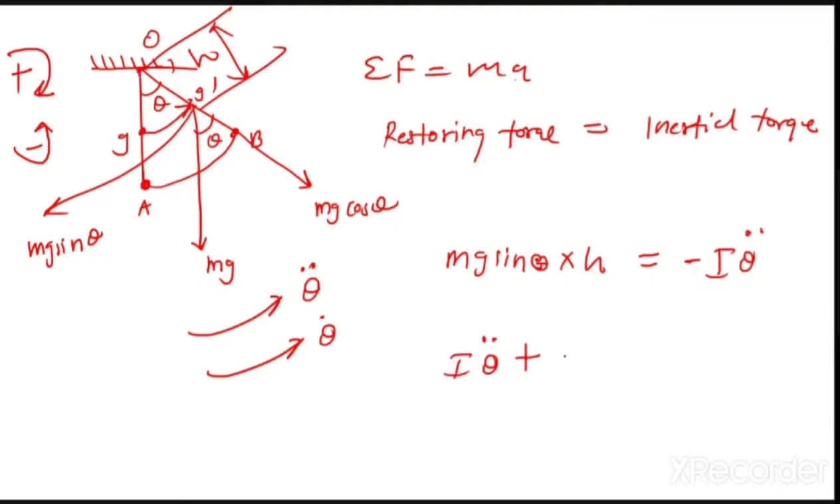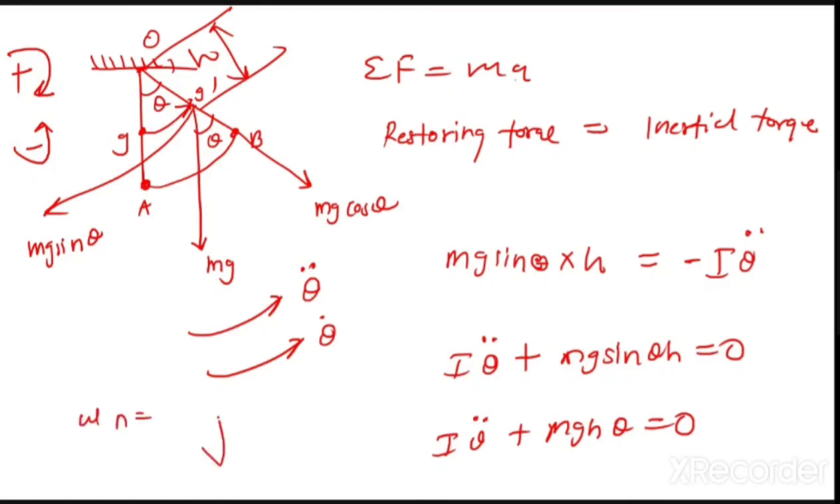I theta double dot plus mg sin theta into h is equal to 0. So you are getting I theta double dot plus mg h theta is equal to 0. Now tell me, have you got the same answer? So from this you will get omega n is equal to square root of mg h upon I. So whether you apply D'Alembert's principle or whether you apply Newton method, are you getting the same answer or not? Tell me.